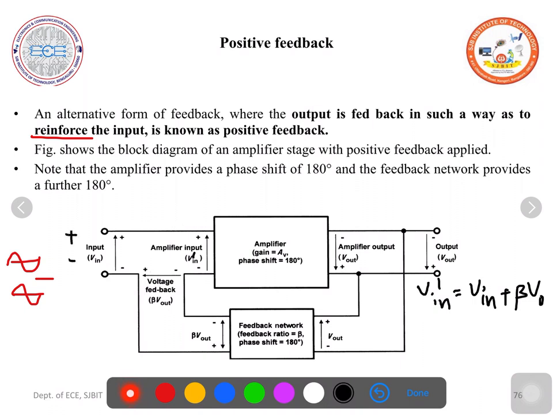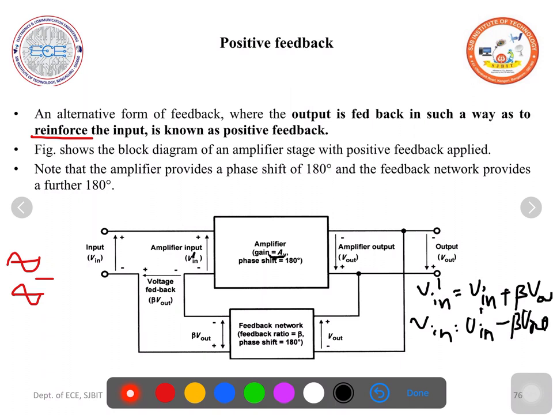plus minus, so they add together. So this will be equal to this V in dash. So that is what I have written here. V in dash is equal to V in plus beta V out. Then what is V in? V in is equal to V in dash minus beta V out.